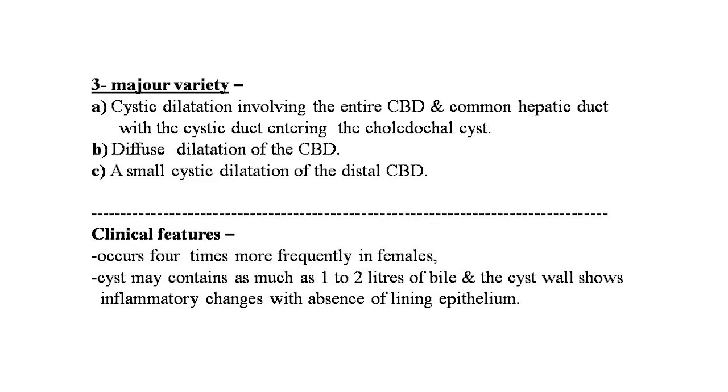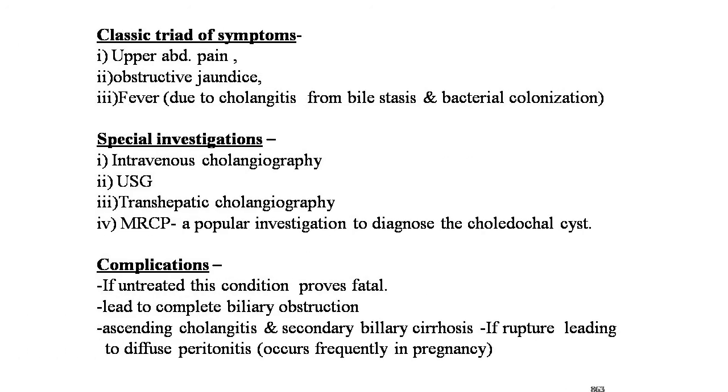Cyst may contain as much as 1 to 2 liters of bile, and the cyst wall shows inflammatory changes with absence of lining epithelium. Now, the classic triad of symptoms of the choledochal cyst is upper abdominal pain, obstructive jaundice, and fever due to cholangitis from bile stasis and bacterial colonization. Special investigations are intravenous cholangiography, USG, transhepatic cholangiography, and MRCP, a popular investigation to diagnose the choledochal cyst.